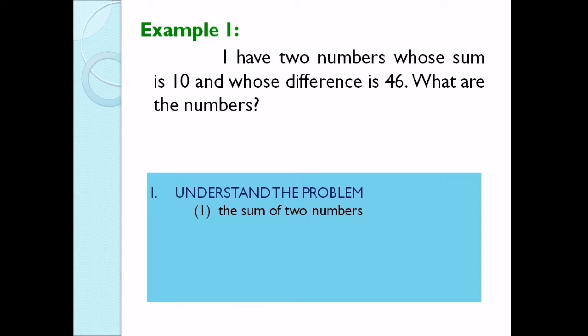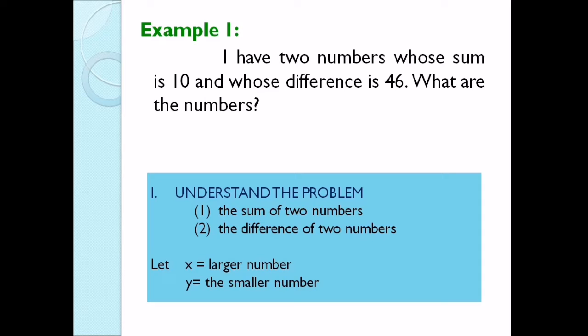So the given informations are, first, the sum of two numbers, which is 10. Second, the difference of two numbers, which is 46. Then, we let x as the larger number and we let y as the smaller number.